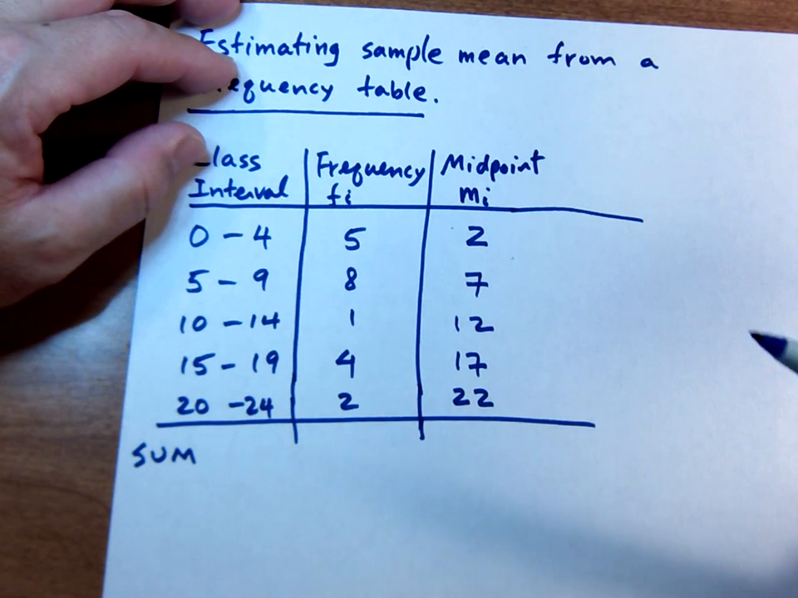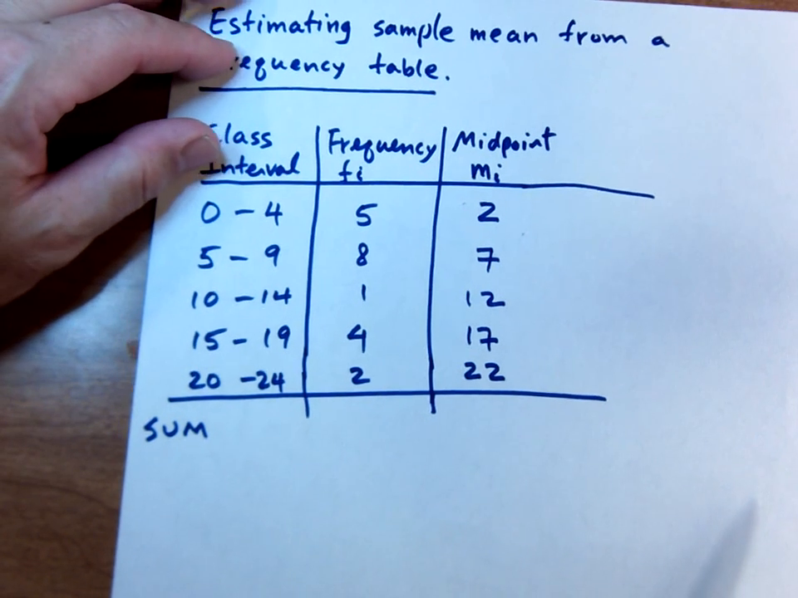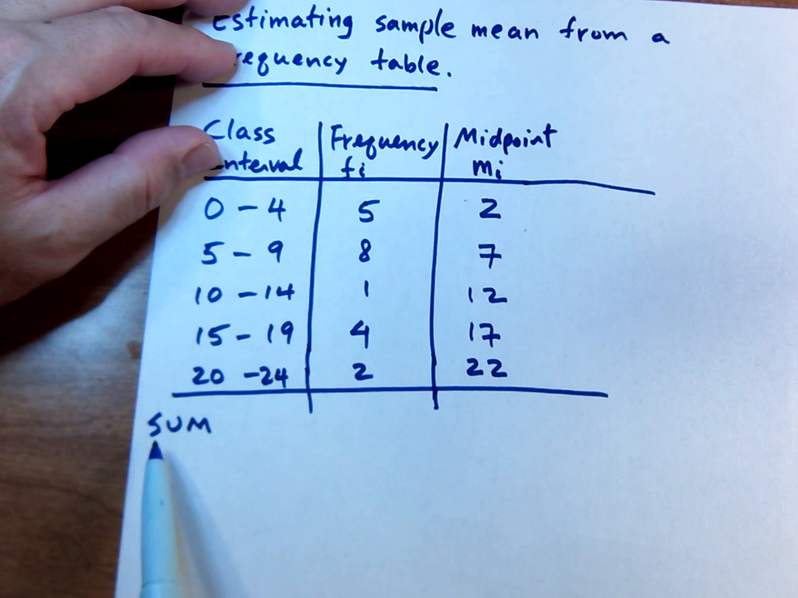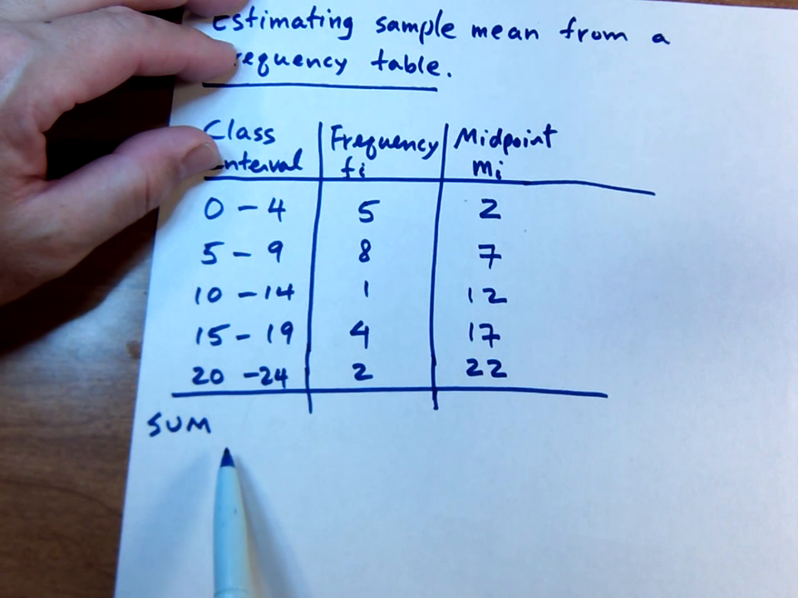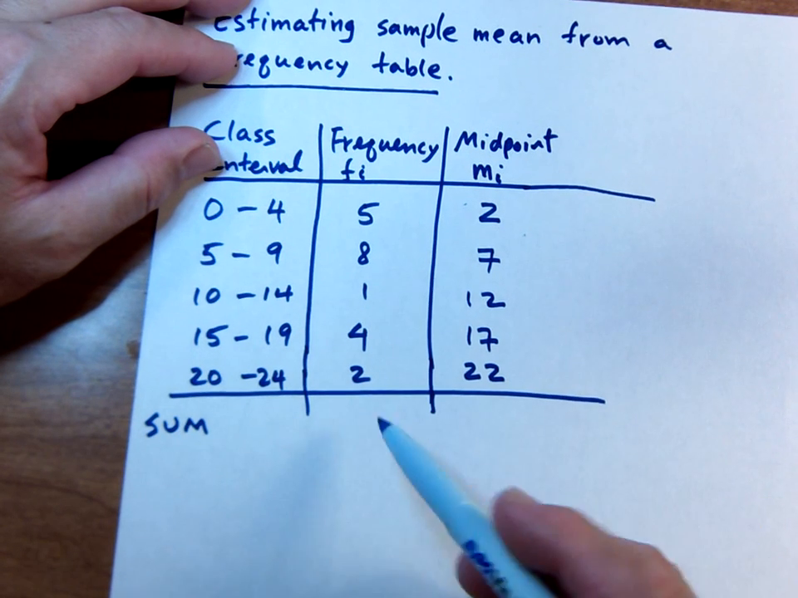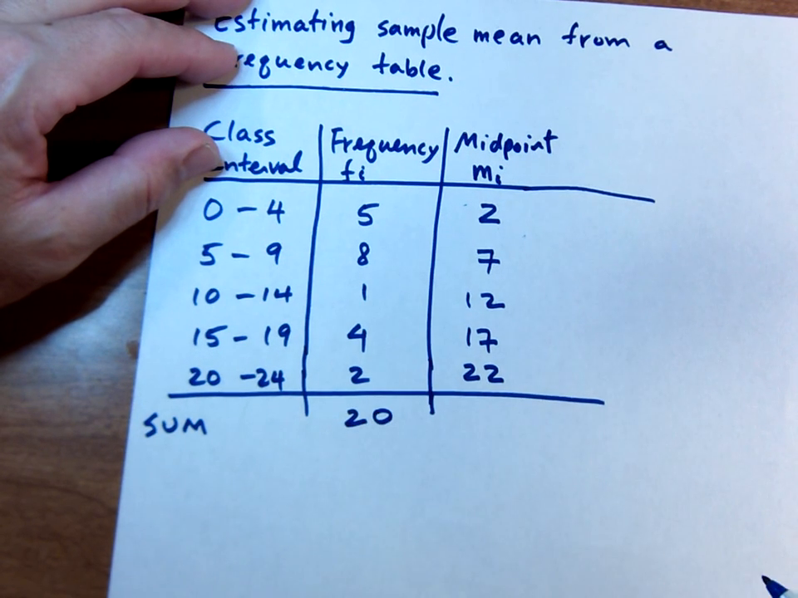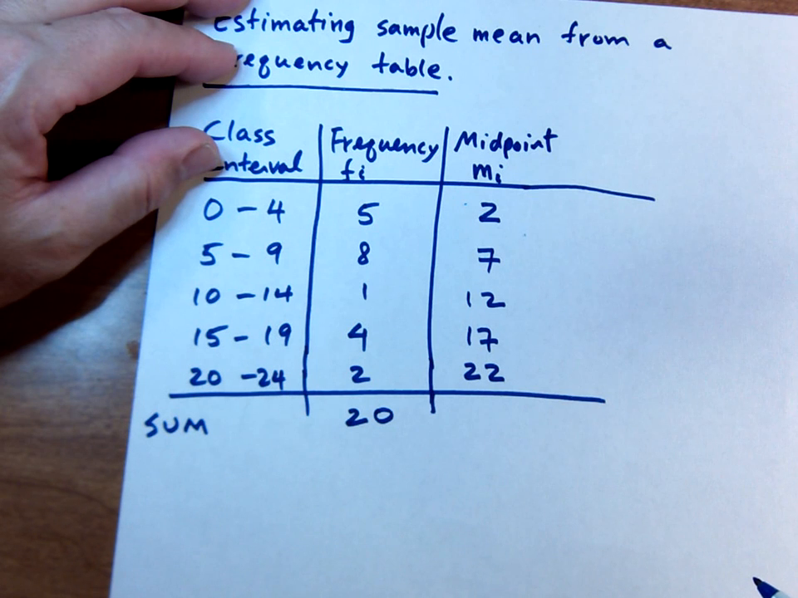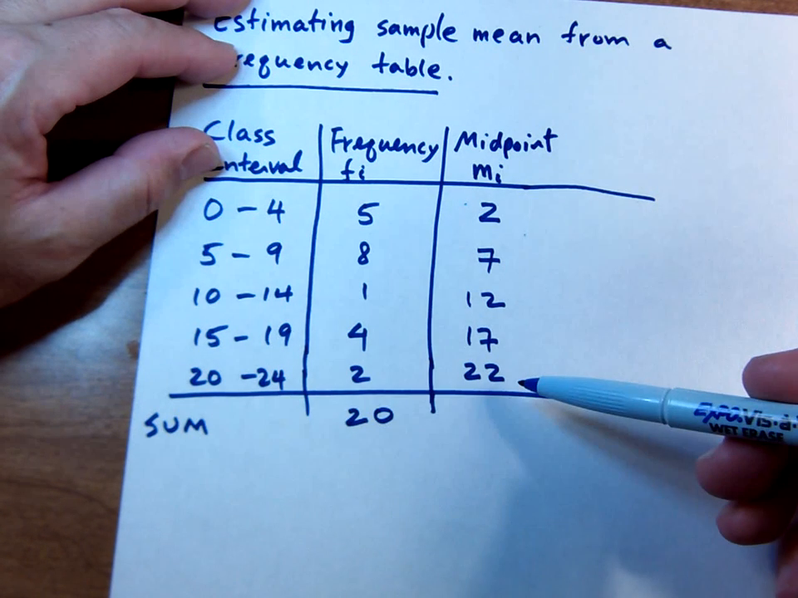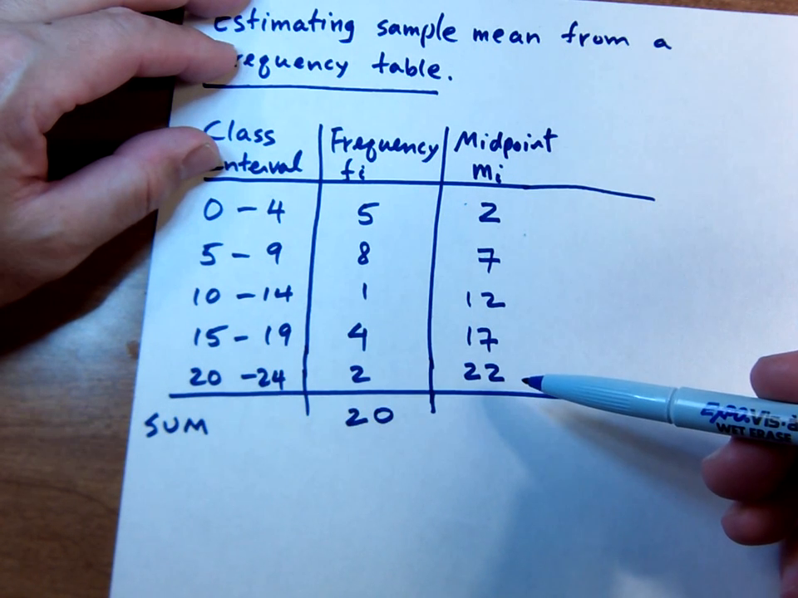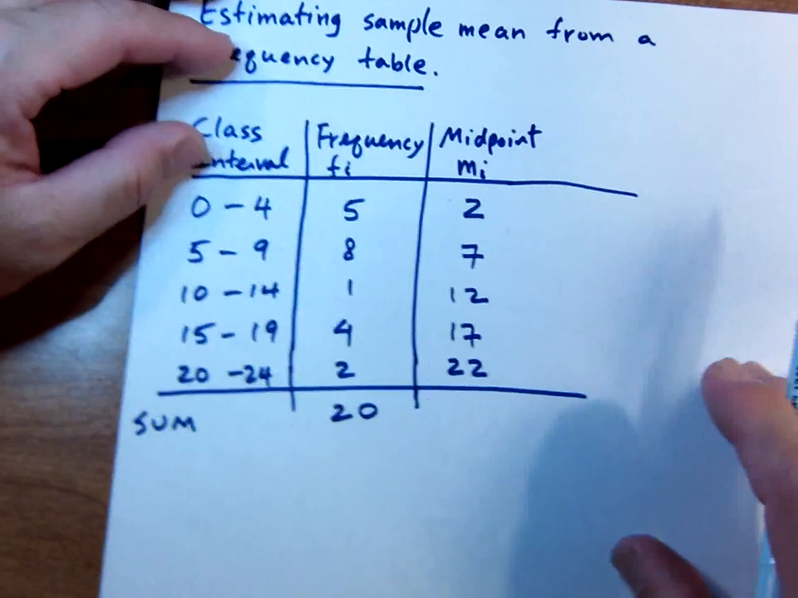What's also important is that you should always have what is called a sum row. Not all the rows or columns you'll be summing. For example, for frequencies, the sum is very important. 20 means the total number of data points. Midpoint, we don't sum this. You can, but it has no significance.